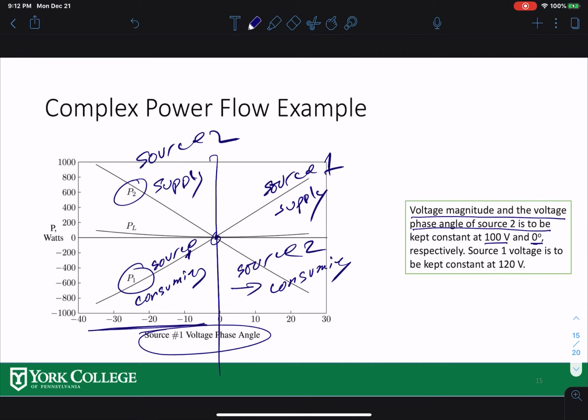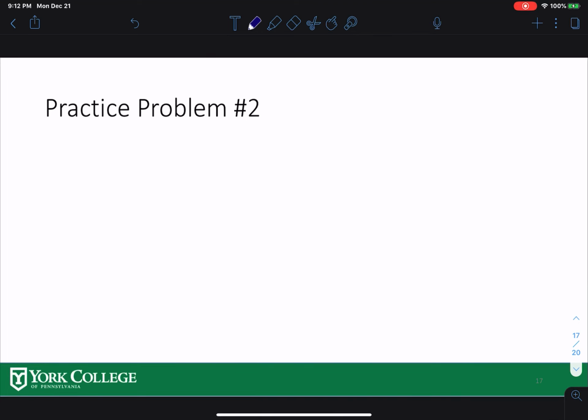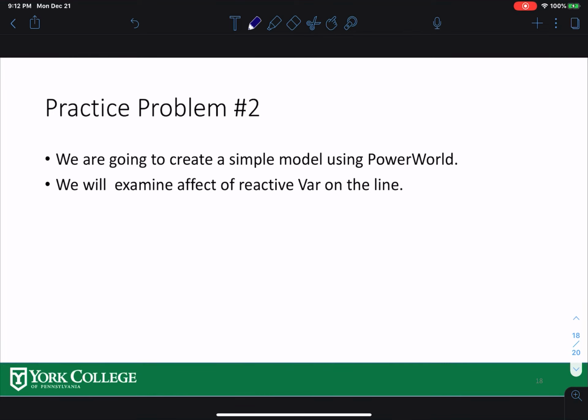So it all depends on the angle. The angle difference is delta 1 minus delta 2, and delta 2 is always 0, right? On this side, when delta 1 is negative, delta 2 at 0 is higher, so source 2 is supplying. On this side, when source 1's angle becomes positive, source 1 is supplying and source 2 is consuming. We're going to do this problem in the class, and that's all for this lecture.